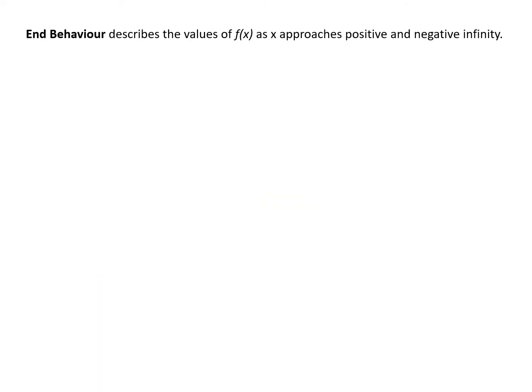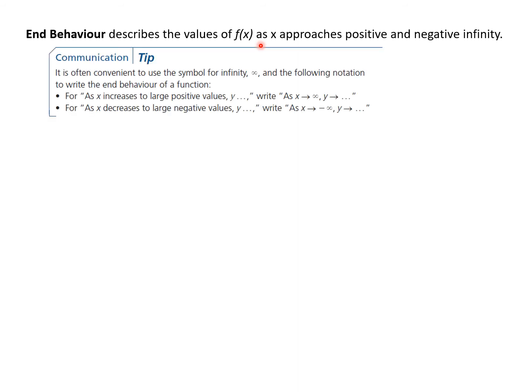Okay, the last property we're going to talk about is end behavior. End behavior. It talks about what's happening at the end of the function. What's happening where the arrows are at the end of your graph. It's often convenient to use a symbol infinity when we use this notation, as x increases to large positive values. So instead of saying when x gets really, really big, x increases to really big numbers, we just write x approaches, that arrow means approaches, infinity.